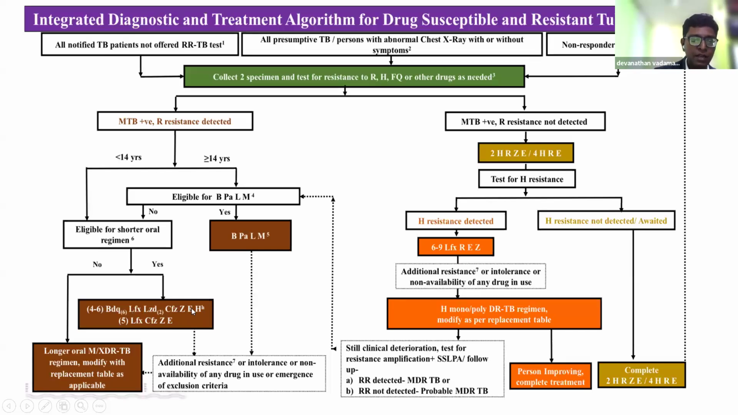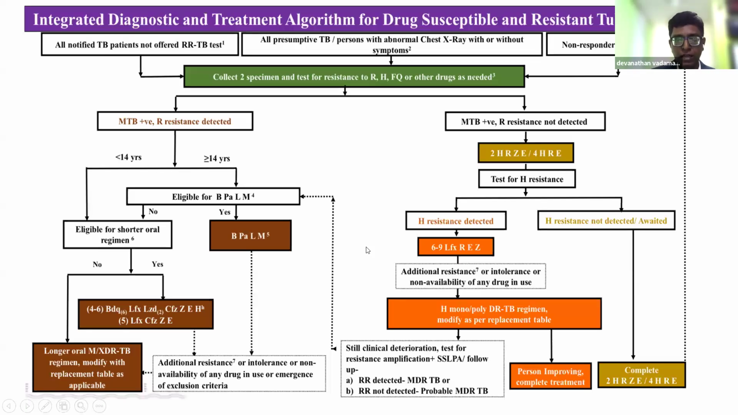This contains 7 drugs in the intensive phase and 4 drugs in the continuation phase. If the patient is not eligible for the shorter MDR regimen, the 11 months regimen, the patient will be pushed to the longer MDR regimen. The longer MDR regimen contains 5 drugs only in the intensive phase and 4 drugs in the continuation phase. This is a 20 months regimen.